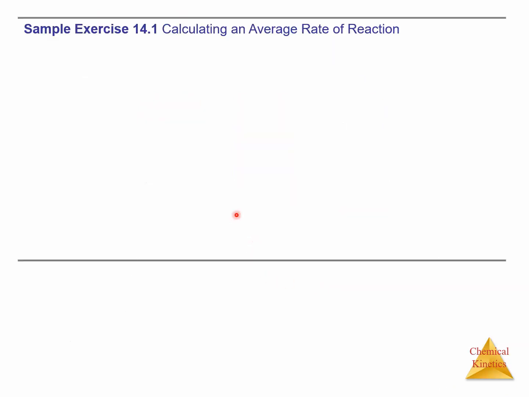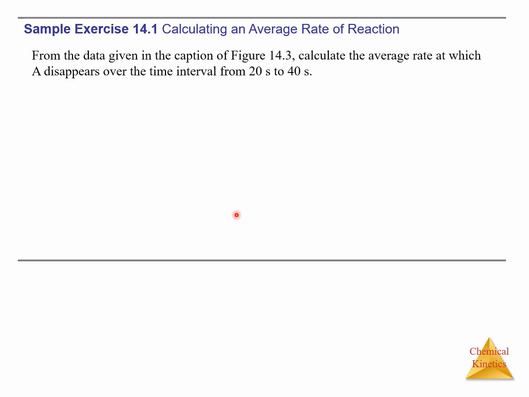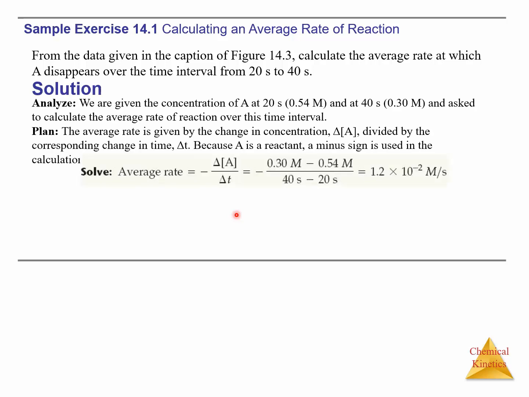Now let's look at this sample exercise calculating an average rate of a reaction. Now from the data given in figure 14.3, we calculate the average rate at which A disappears over the time interval from 20 seconds to 40 seconds. So we are given the concentration of A at 20 seconds, 0.54 molar, and at 40 seconds, 0.3 molar, and asked to calculate the average rate of reaction over this time interval.